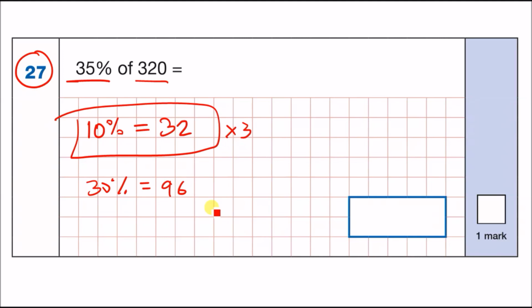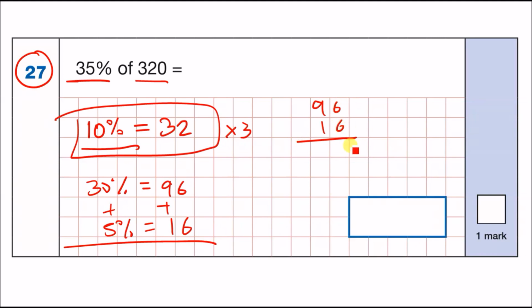Now, that looks quite easy, doesn't it? To get the extra 5%, going back to 10%, let's go ahead and half this number. So 5% is going to be half of 32, because 5% is half of 10, right? So half of 32 is 16. Now, lastly, to get 35%, just sum these up. So 96 plus 16, just doing it quickly on the side: 6 plus 6 is 12, so 2 carry the 1. 1 and 9 is 10, plus 1 is 11. So 35% of 320 is 112.